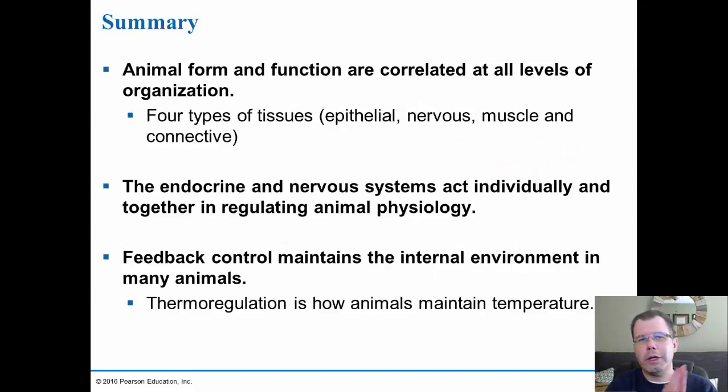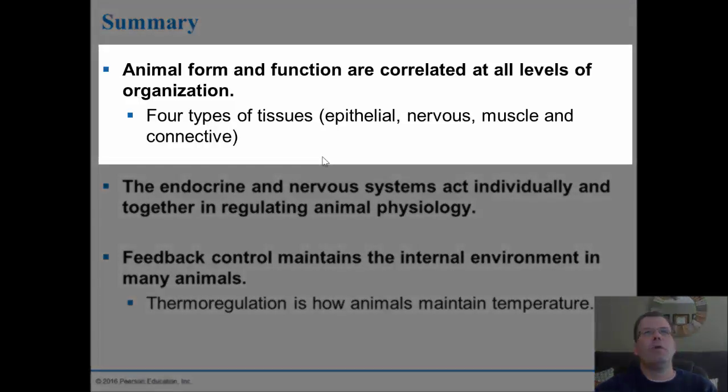Okay, so we made it to the end today. So hopefully you got something out of this. Again, we talked about tissues at the beginning. We talked about the endocrine glands and how they regulate a lot of the systems in the body. And then finally, we looked at feedback control and how that regulates the system as well, especially in temperature. Okay, so again, the animal form and function are correlated at all levels of organization.